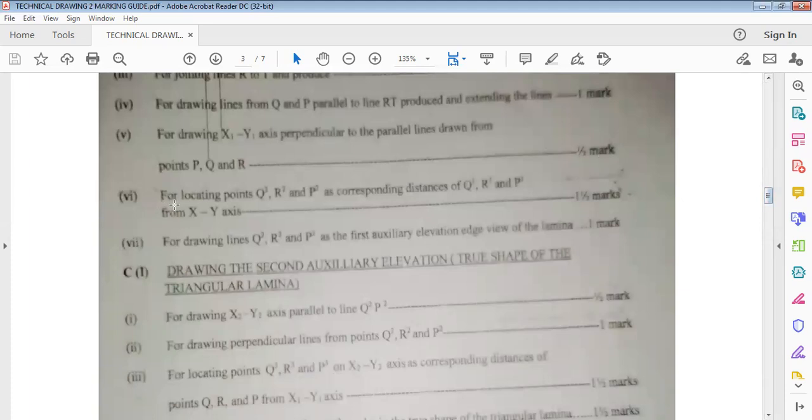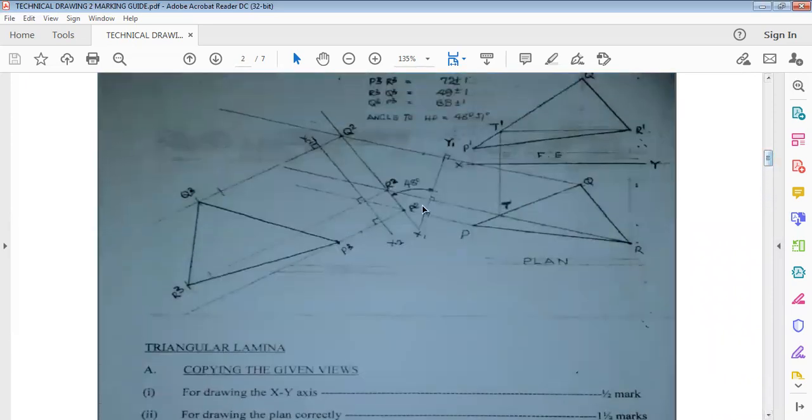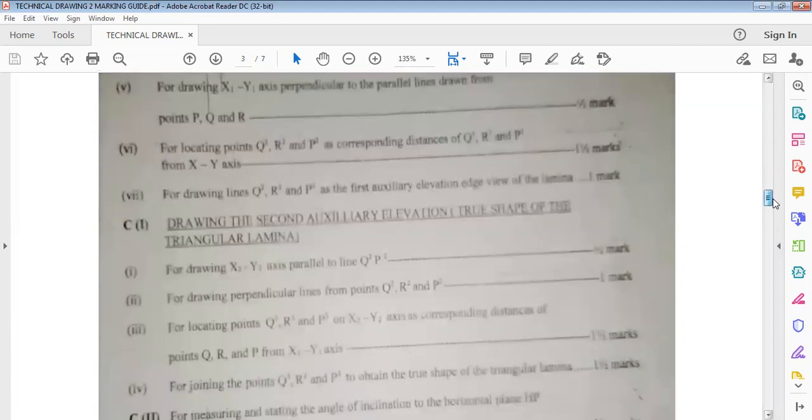Then, for locating points Q2, R2, and P2 as corresponding distances of Q1, R1, and P1 from the XY axis, you have 1.5 marks for that. So where are those lines? For drawing this line, you have this line. These are points Q2, R2, and P2. So for drawing this line, you have marks for that. And what mark is given to that? That is 1 mark.